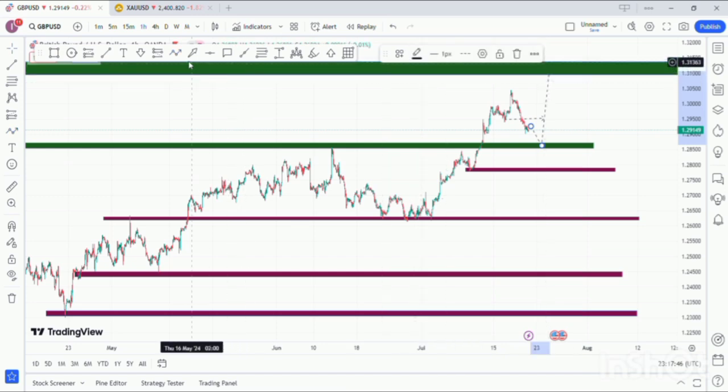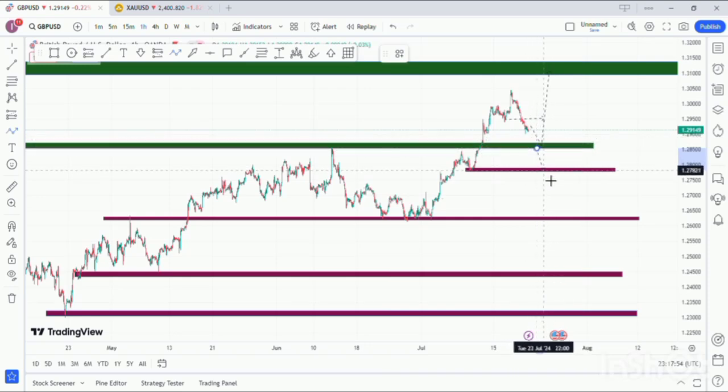But on the flip side, if price decides to break below this resistance zone, like we said in the flip side scenario, we're expecting price to continue downward to the next support zone just below, guys.